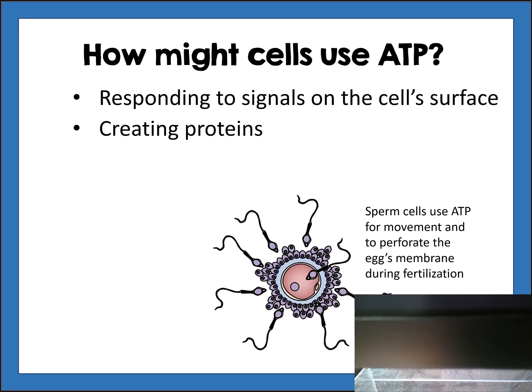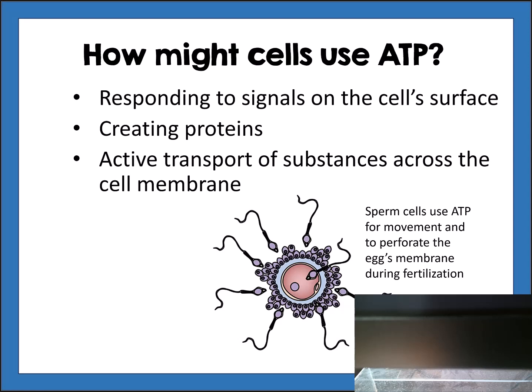Creating proteins is another way that cells use ATP. We'll get into more on the details of that as we get through the course. And of course, we discussed how active transport of substances across the cell membrane requires ATP, because often the substances are moving from an area of low concentration to high concentration, which is opposite its natural gradient. So that would require energy as well.